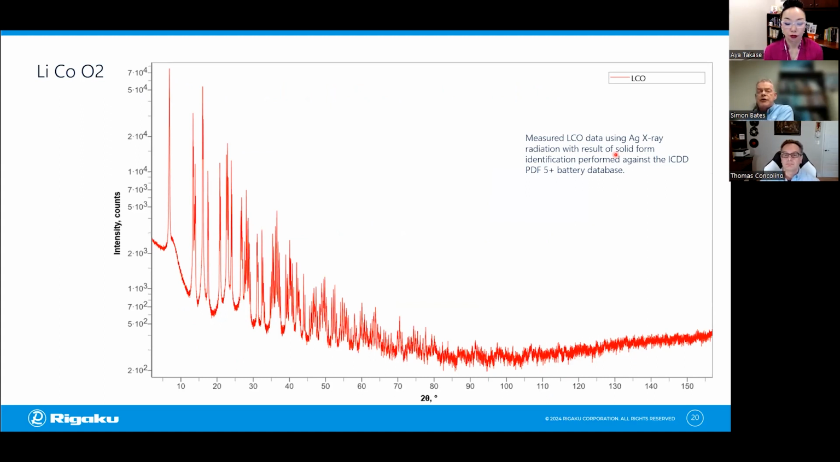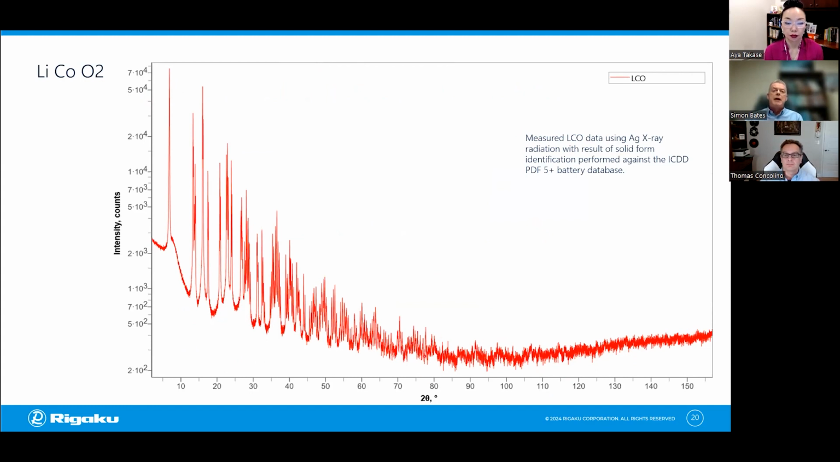Let's move on to measured data. This is collected on a 9 kilowatt SmartLab capillary. This was collected by my colleagues in Japan with silver radiation. And this is on our archetypal material, lithium cobalt oxide (LiCoO2). So this is what the total diffraction pattern looks like out to high Q.